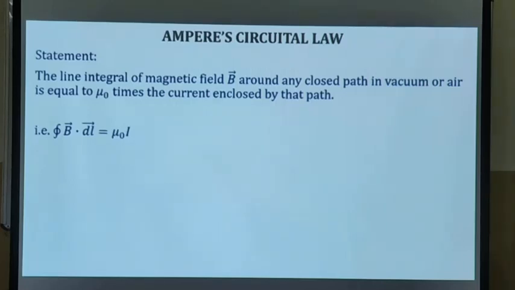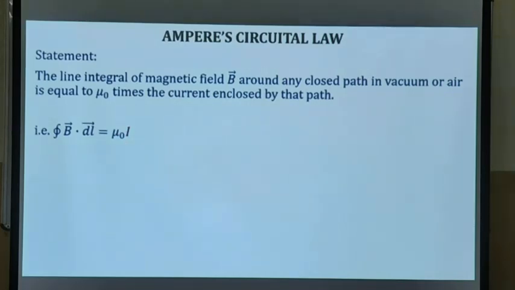Mu naught into I. In the case of moving charges and magnetism, due to the moving charges, that means whenever current flows through a conductor, we have a magnetic effect, and hence instead of charge we have current here. Because of that, we have mu naught into I, and this provides the ability of that particular coil to provide a required magnetic field. How much magnetic field can it provide? Suppose it carries a current of I.